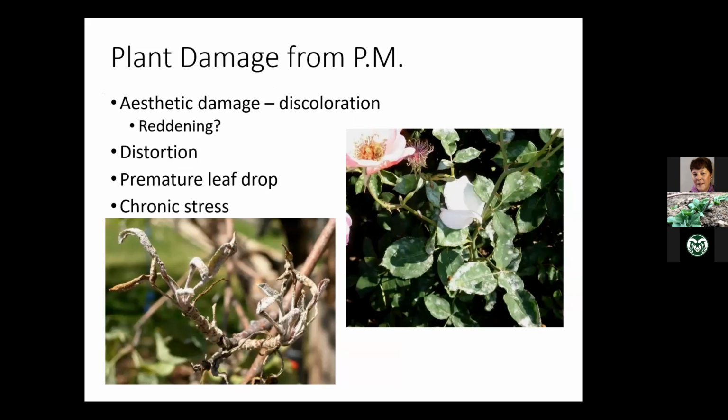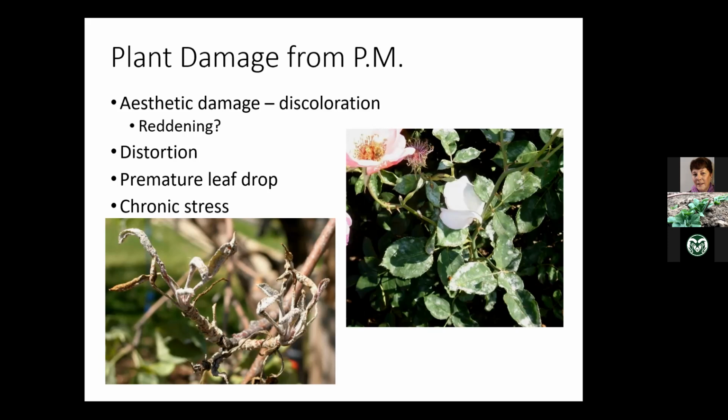So it can produce a little bit of discoloration. There might be some reddening associated with powdery mildew, and that depends on the plant host. There's also some distortion, as in that lower picture on the apple. And it can also cause premature leaf drop. It doesn't necessarily kill the plants, simply because powdery mildew is what we call an obligate parasite. And this means that it needs a live host in order for the pathogen to survive.